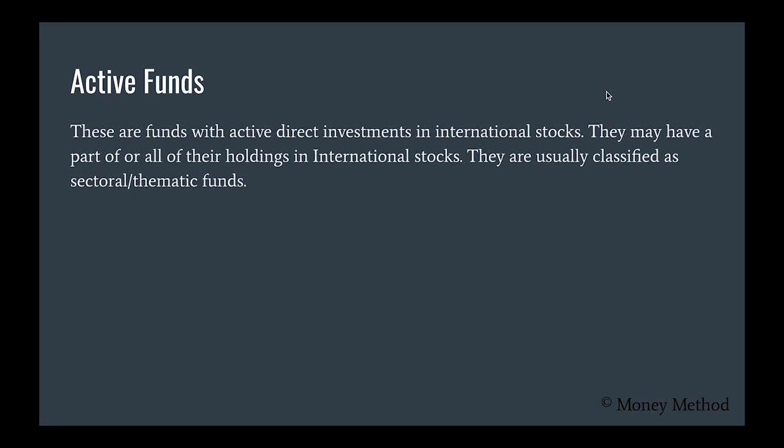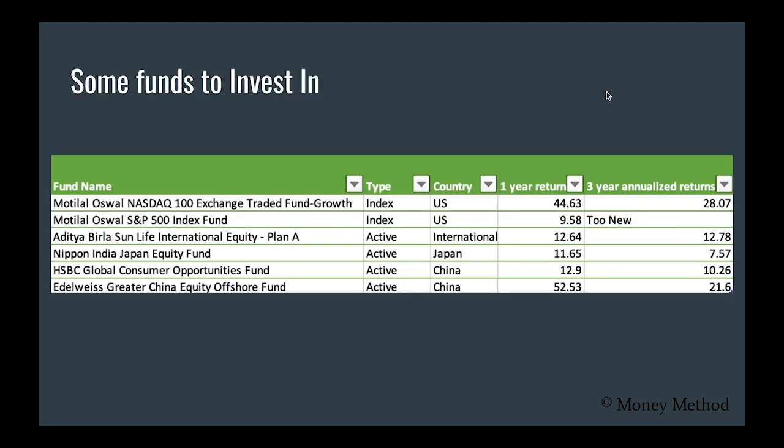Now that we have learned about different kinds of funds, let's see some examples of different funds that could be invested in, and what sort of returns they have. A phenomenal performer has been the NASDAQ 100 ETF. It's an index fund on US stocks, which basically tracks the NASDAQ index. The 1-year return has been close to 45% and the 3-year annualized return has been around 28%. There are some other investment opportunities like China, which have outperformed, with a yearly return of 52% and an annualized return of around 21% for the past 3 years.